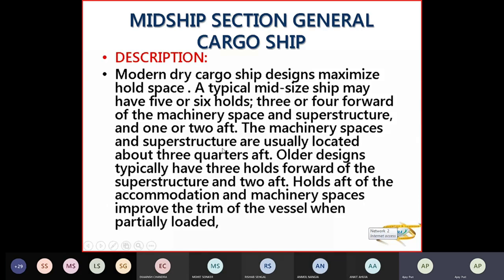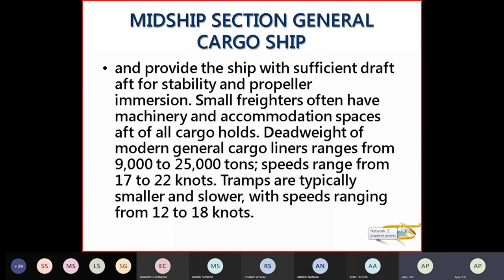So a modern dry cargo ship maximizes hold space. A typical midship size vessel will have 5 to 6 holds, 3 or 4 forward of the machinery space, and superstructure, 1 aft. So these vessels were earlier having midship accommodation. The machinery space and superstructure are usually located about 3/4 aft. Older versions had 3 holds forward of the superstructure and 2 aft. Holds aft of the accommodation and machinery space improved the trim when it was partially loaded. So small freighters often have machinery and accommodation space aft of all cargo holds.